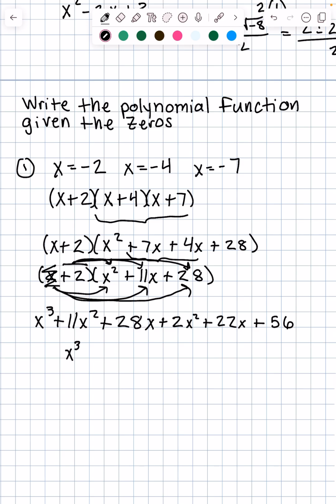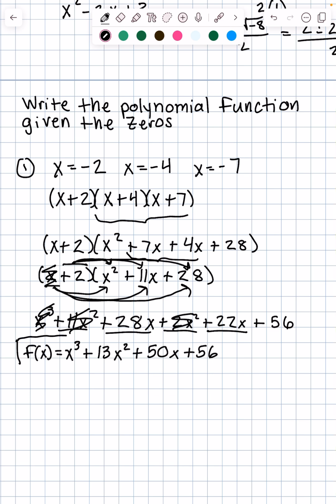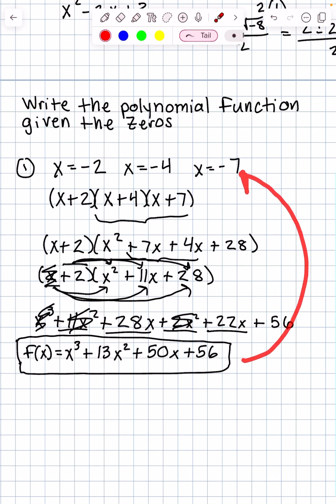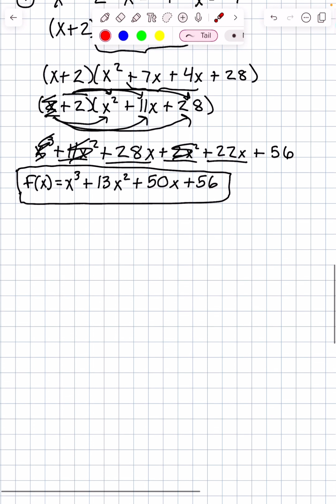So I start with x cubed, and then I combine my x squared terms, and then my x terms, and then I have this plus 56 here at the end. So I'm going to put an f of x out here, and then this would be my final answer. Okay, so that would be the polynomial that has these 3 zeros. We could put this into our calculator and show that it has all 3 of these zeros. Okay, we won't do that, but we could.